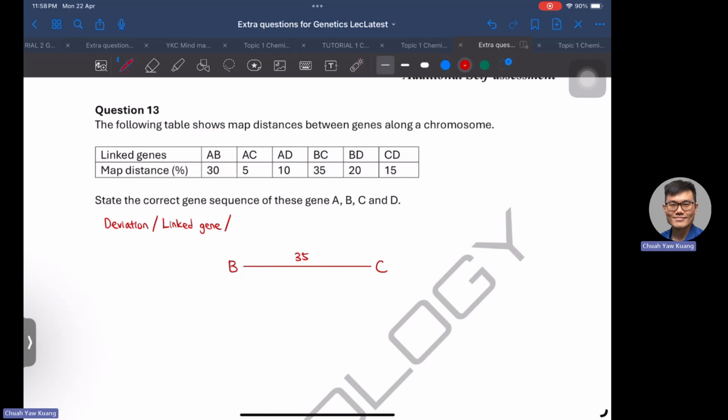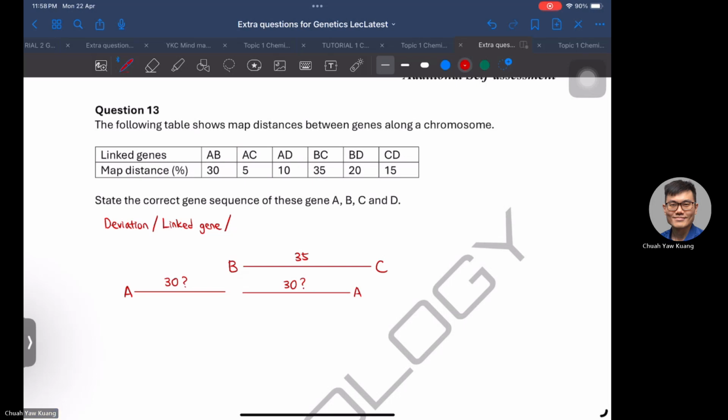Now the thing is, A can be from here to here, or it can be from here to here as well. Both ways it can be A. But we don't know whether A is to the right or towards the left side of B. We are not sure about that. So it's either 30 units here or 30 units here. That is the second step.